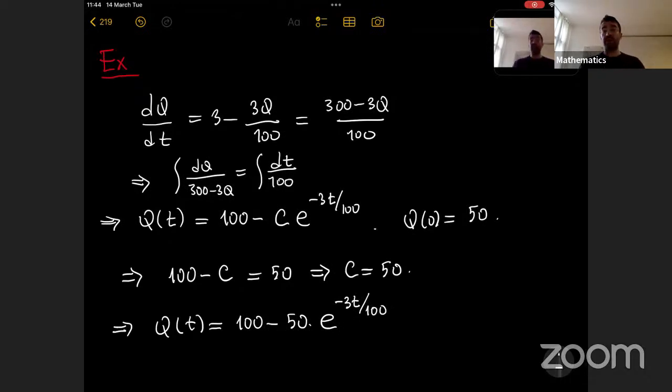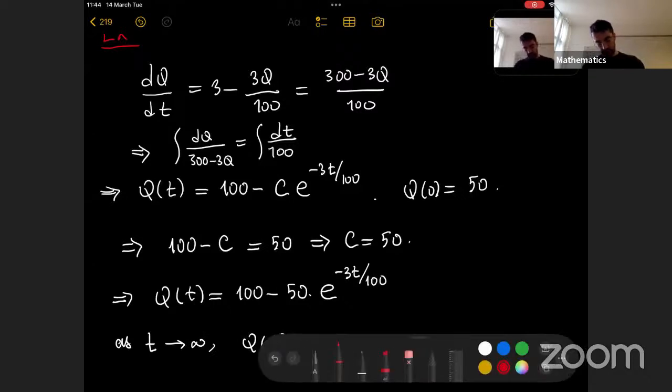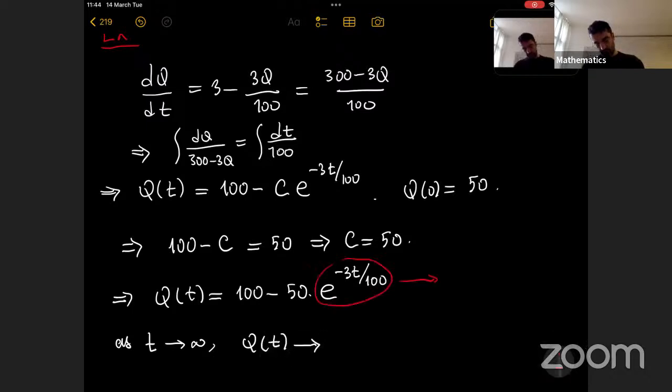The question is, after a very long time, what is Q(t)? As t goes to infinity, Q(t) will approach where? Well, this term will approach 0 as t goes to infinity. That's why Q(t) approaches 100, 100 kilograms, after a very long time.